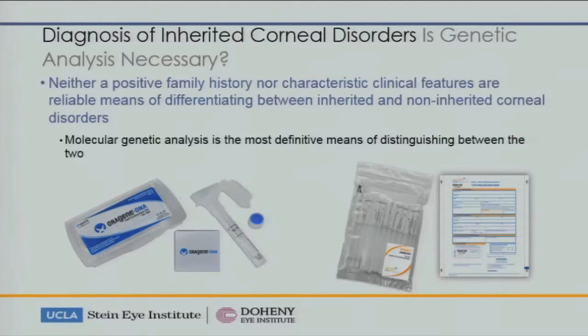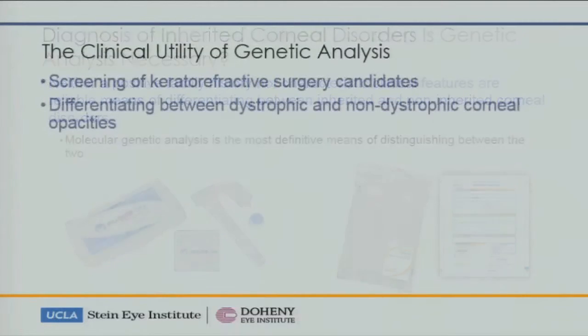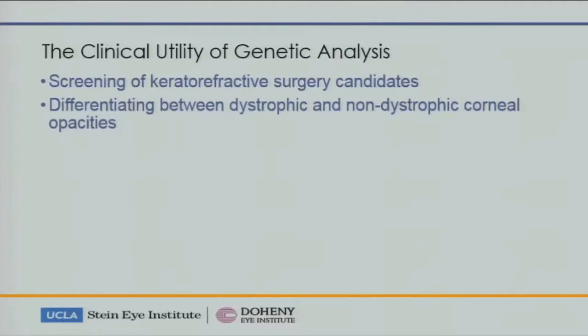Neither a positive family history nor reliance on characteristic clinical features are really reliable means to differentiate between an inherited and non-inherited disorder of the cornea. The only way to make a definitive distinction is with molecular genetic testing. So I'm going to talk a bit about screening of refractive surgery candidates, relevant to the topic of this afternoon's session, and then a bit about differentiating between dystrophic and non-dystrophic corneal opacities using genetic analysis.